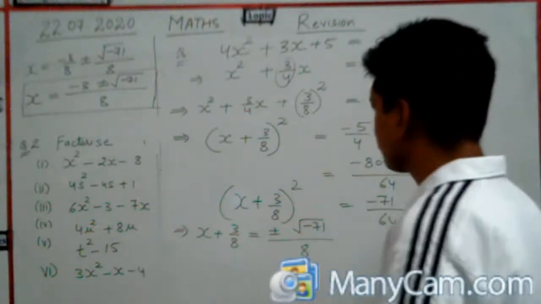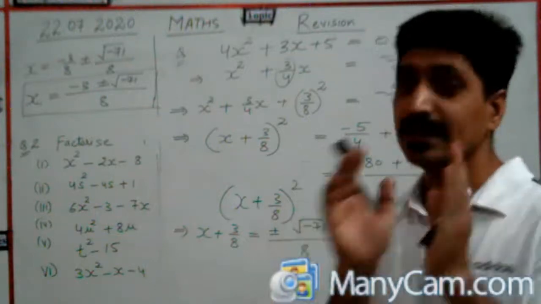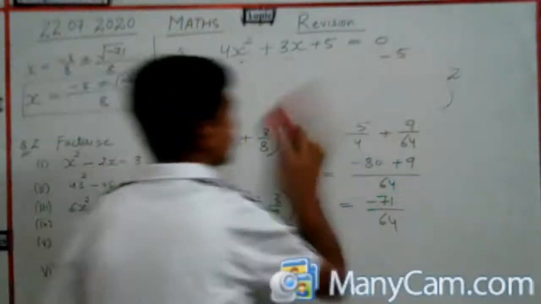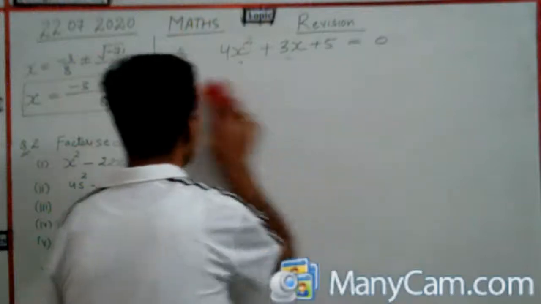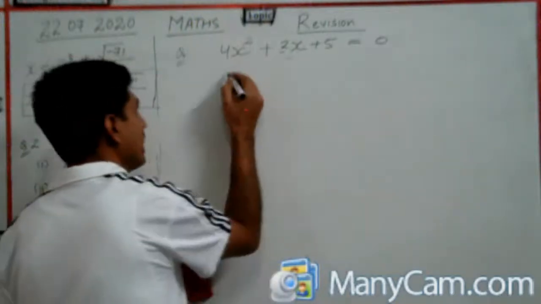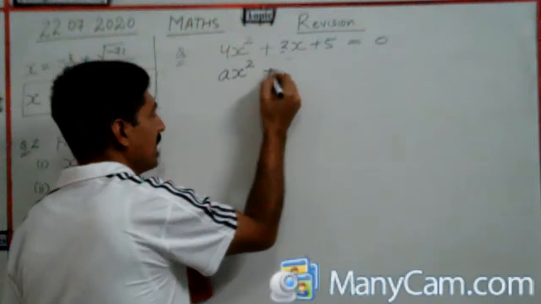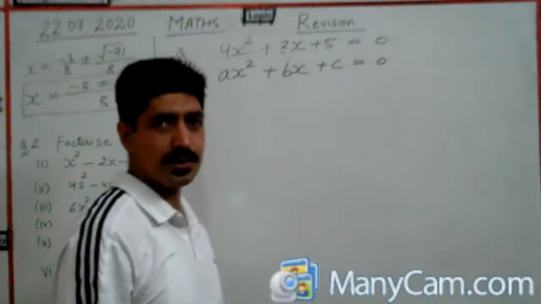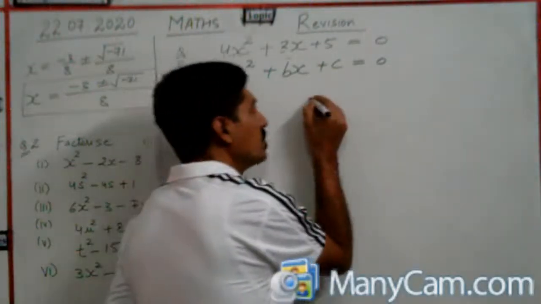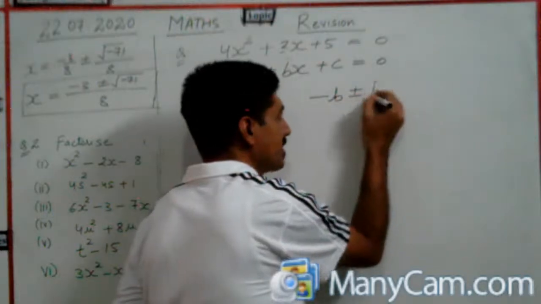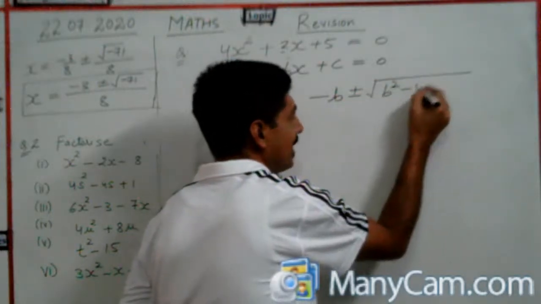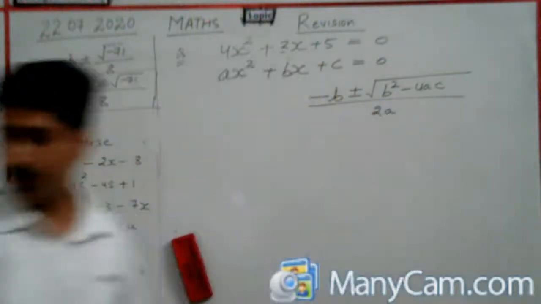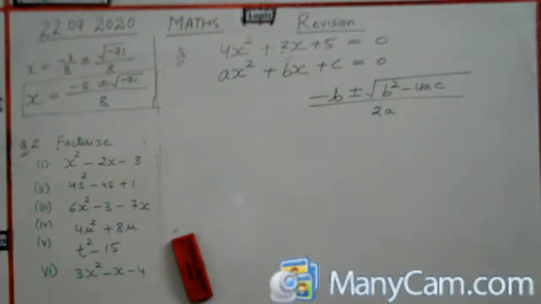So here, the value of discriminant. We have a standard equation, that is ax square plus bx plus c equal to 0, the standard form of quadratic equation. We know the roots are minus b plus minus under root b square minus 4ac upon 2a.